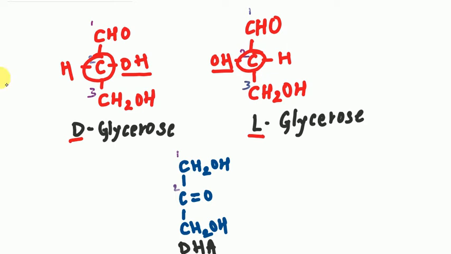Under ketose, the example is DHA, which is ketotriose. It has 3 carbon atoms in the structure. It doesn't have any asymmetric carbon atom in the structure, so there is no D or L form of DHA.